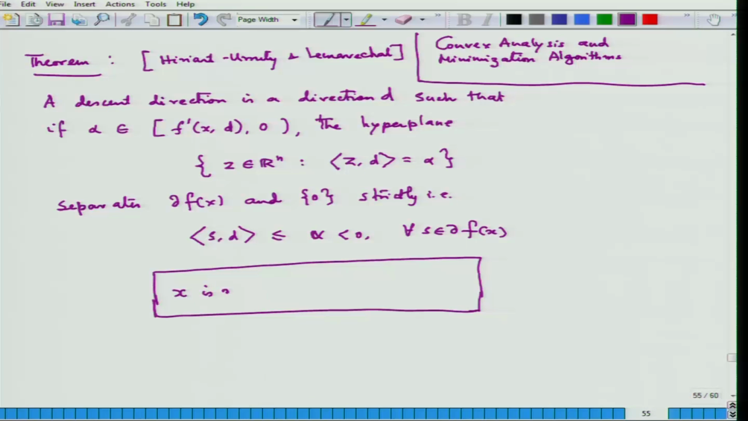x is a minimum if and only if f dash x d is greater than or equal to 0 for all d in Rn. This is a standard optimality condition. If you have not forgotten it, just go and try this as homework.